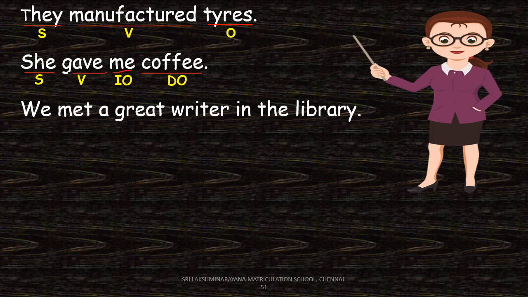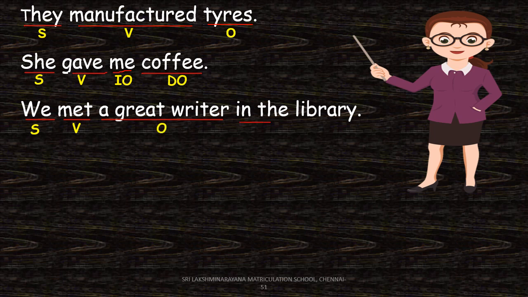The next sentence, we met a great writer in the library. Here, we is the subject, doer of the action. Then met is the action, so it is the verb. Whom did they meet, children? Whom they met in the library. The answer is a great writer. So if it answers to the question whom, then that is the object.